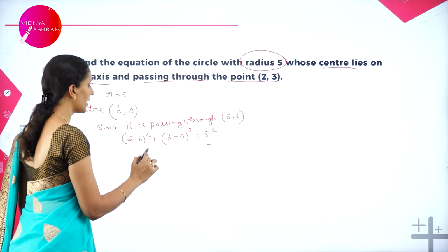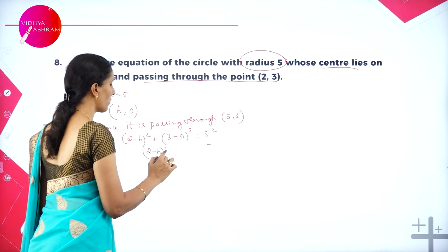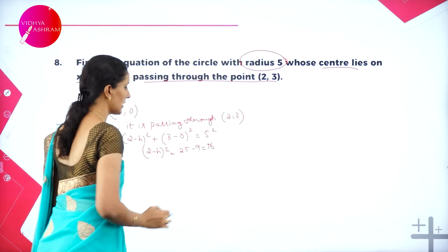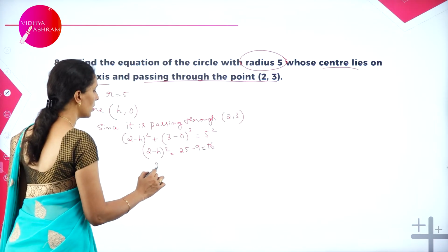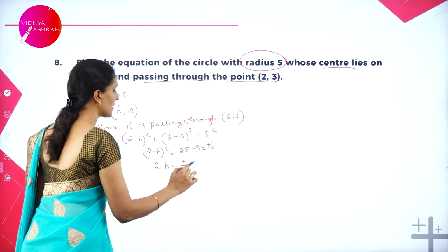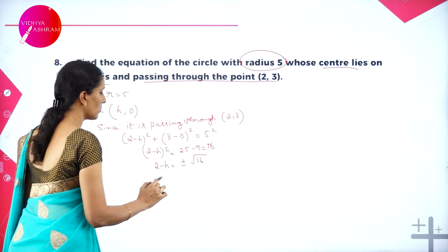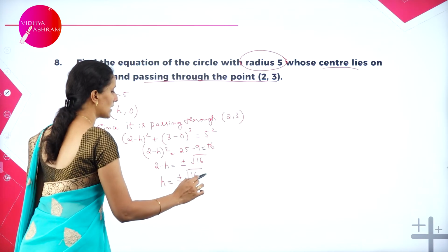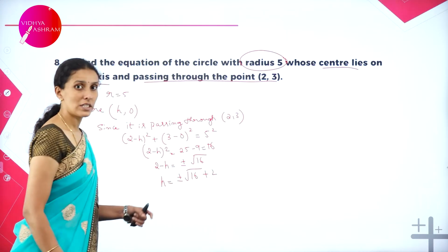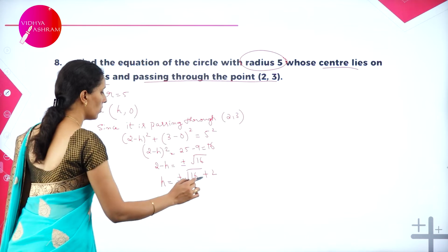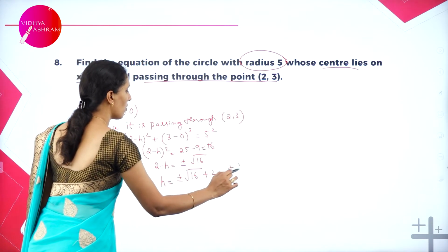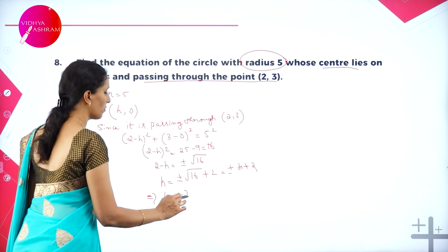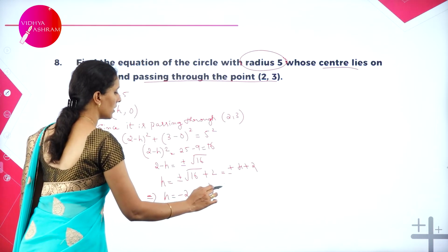So now here we get (2 − h)² = 25 − 9, which is equal to 16. So we get 2 − h = ±√16. So h = ±√16 + 2. So √16 is nothing but 4. So here we get ±4 + 2. So according to it, we get h = −2 or h = 6.